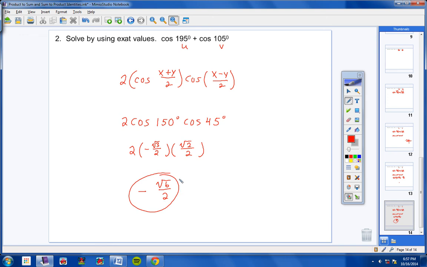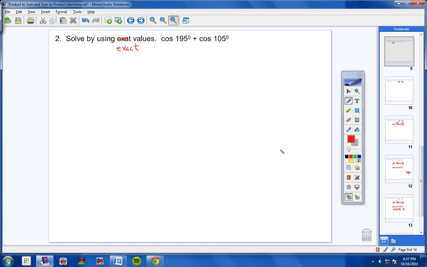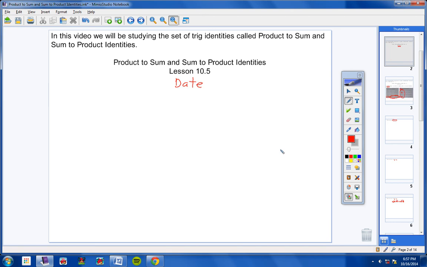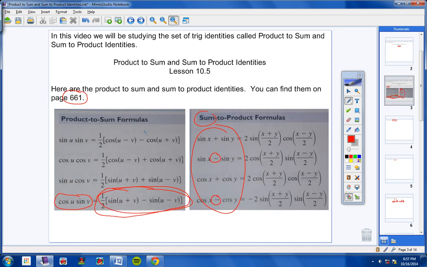So we were able to take 195 degrees and 105 degrees, and using the sum to product identities, actually work it out and simplify it and solve it with exact numbers, okay? So let's quickly review. I hope this video has been a help to you. What we have looked at today would be the product to sum formulas or identities and the sum to product formulas or identities also, okay? So hopefully this has been a help to you. If you have any questions, don't hesitate to call or email.